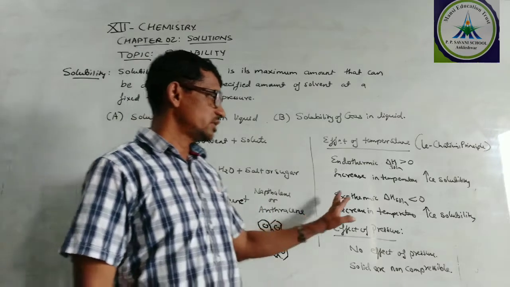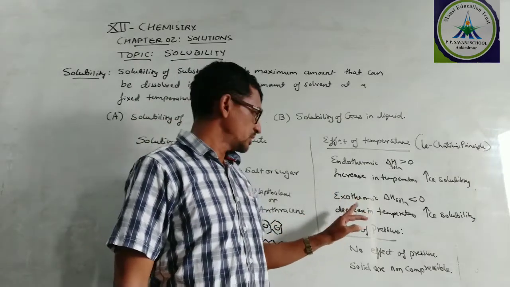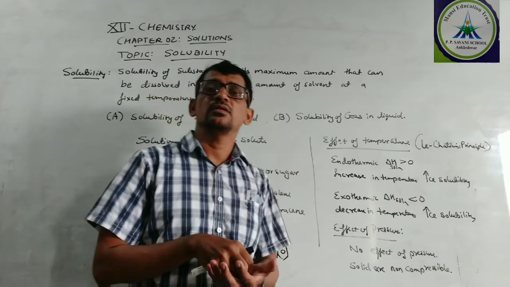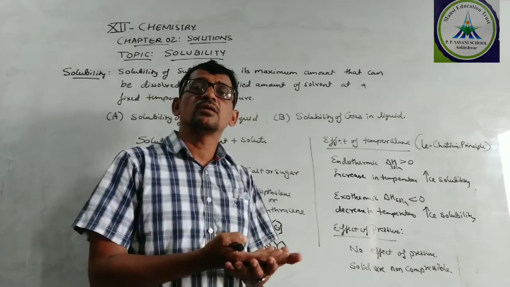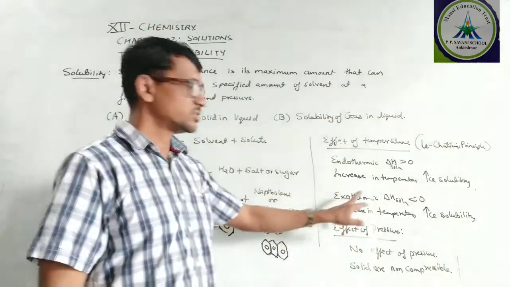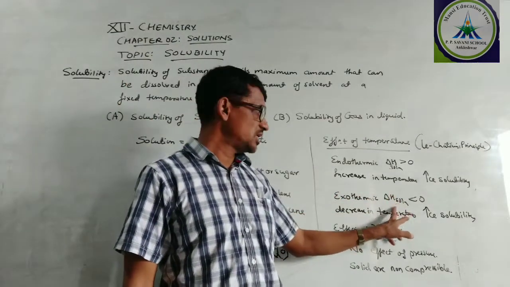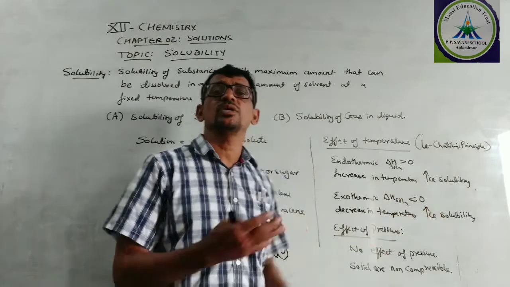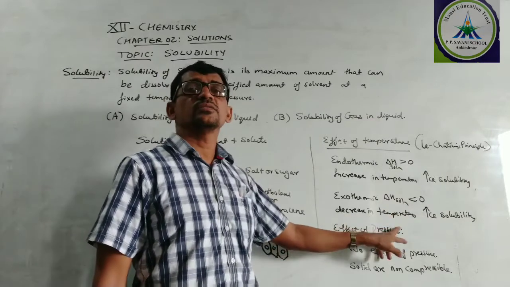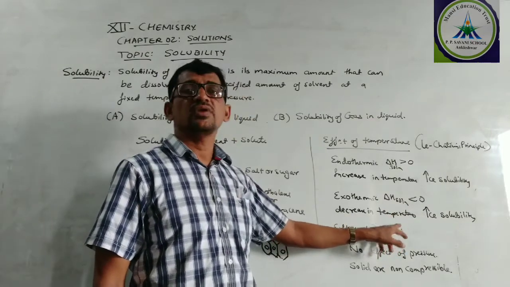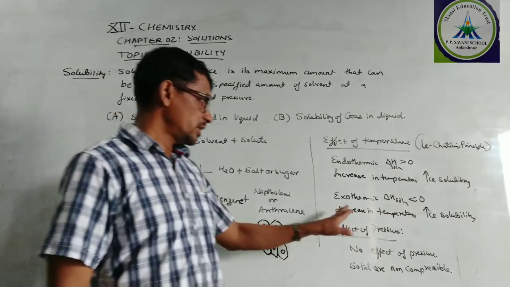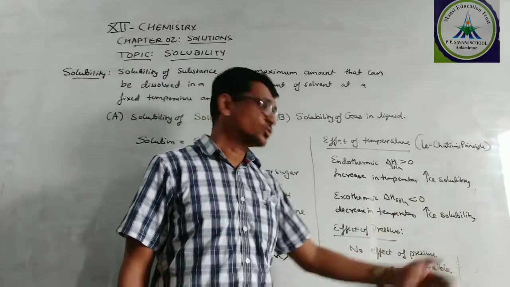The second one is the exothermic reaction. Exothermic means that when a certain solute is added to the solvent, heat comes out of the system. That is, heat decreases in the system, and delta H of solution is less than 0. So when the temperature is lower, solubility increases, or an increase in temperature will decrease the solubility.